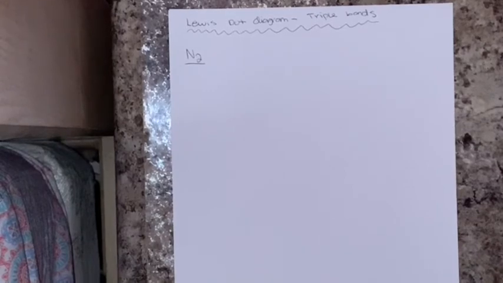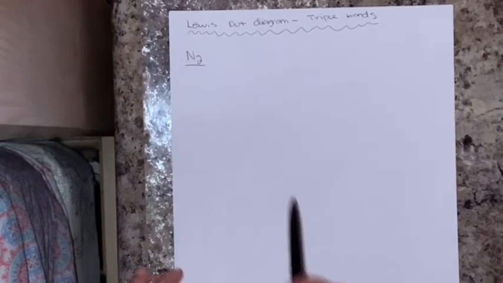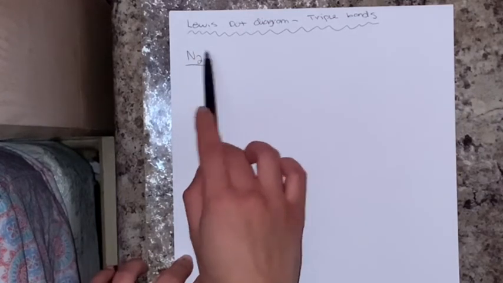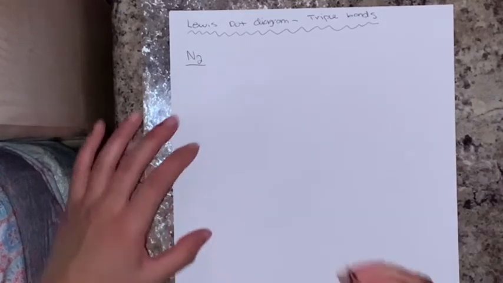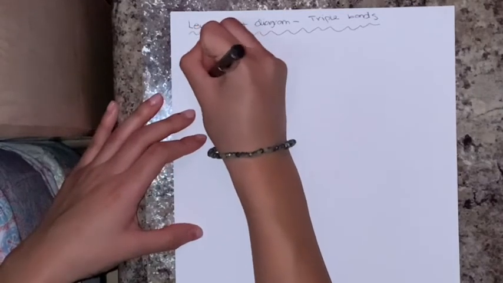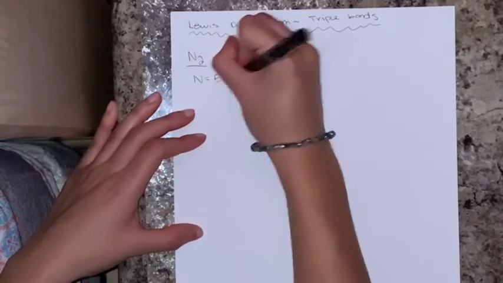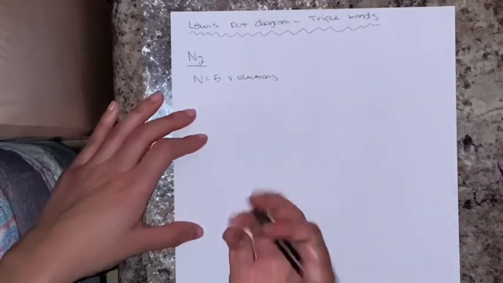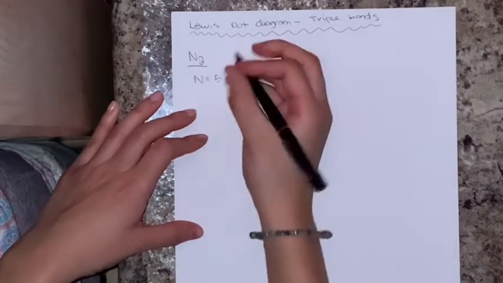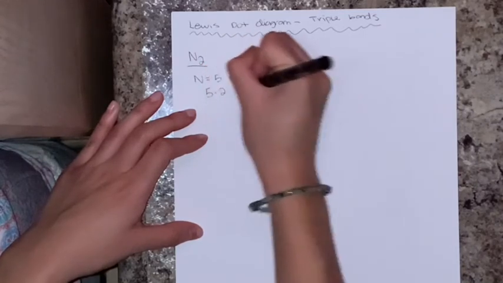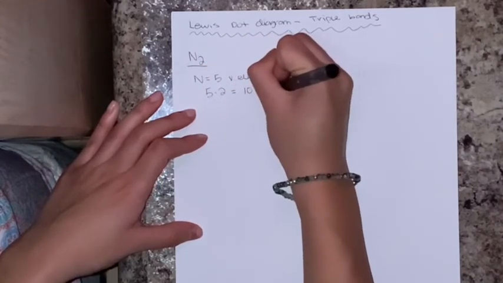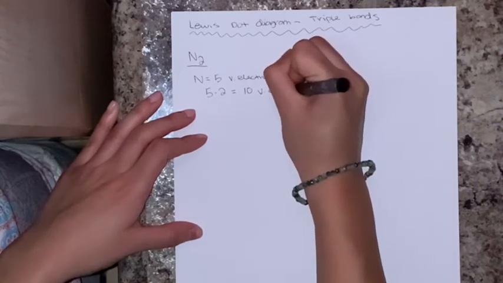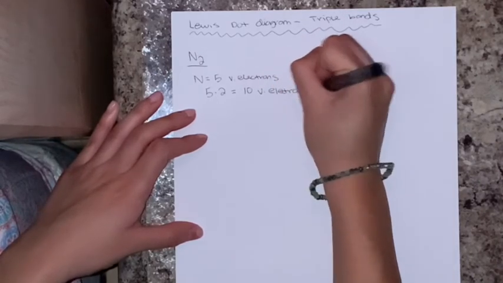So for our last example for the Lewis dot diagram, we're going to be doing a triple bond. And here we have N2, or nitrogen 2. And we know that nitrogen has 5 valence electrons. And since we have 2 atoms of nitrogen, we're going to multiply 5 times 2 to get a total of 10 valence electrons. And that is step number 1 of drawing the Lewis dot diagram, getting the total number of electrons.